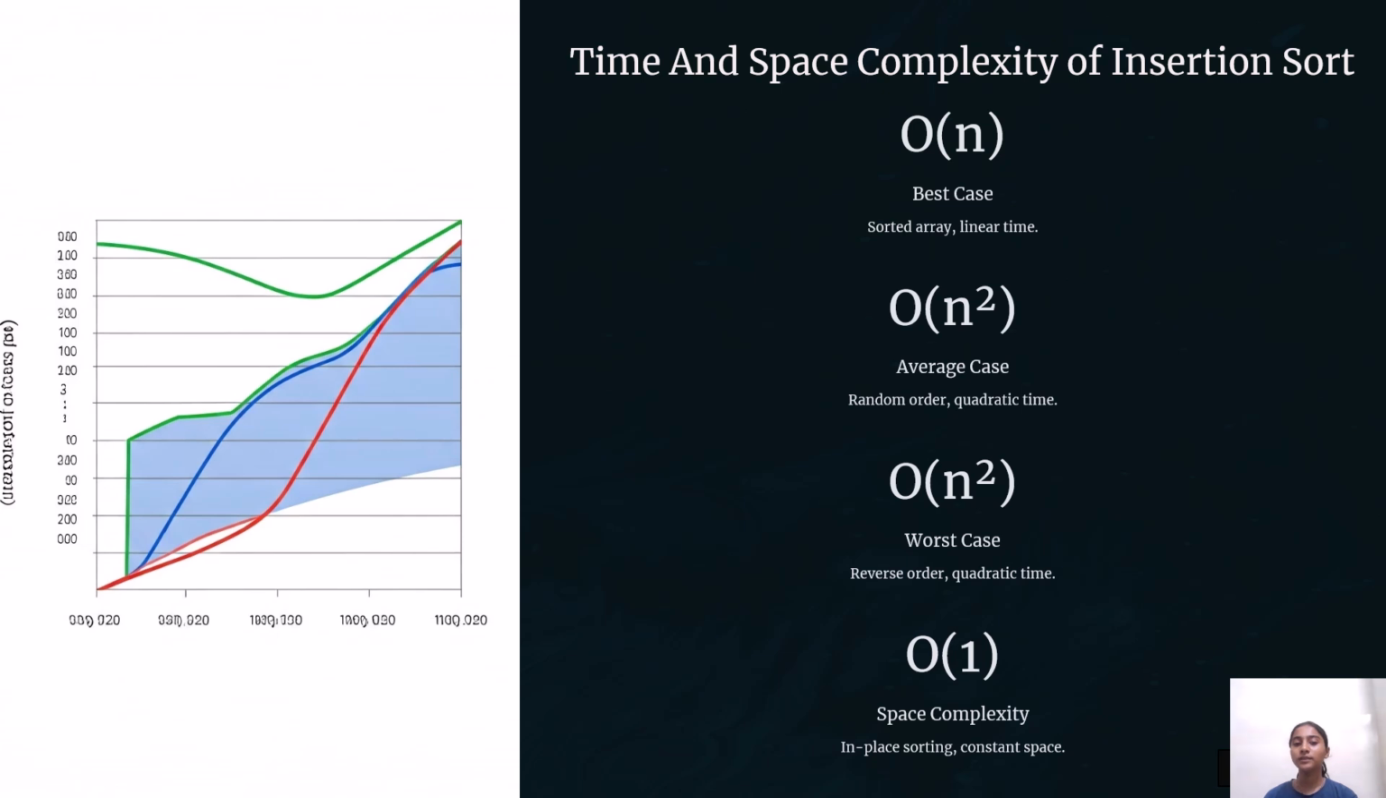Third one is the worst case. In the worst case, the array is sorted in reverse order. Every new element has to be compared and shifted through the entire sorted part, making the time complexity n square. Next one is the space complexity. Insertion sort is an in-place algorithm. It sorts the array by modifying the original array and uses only a constant amount of extra space. Hence the space complexity is 1.